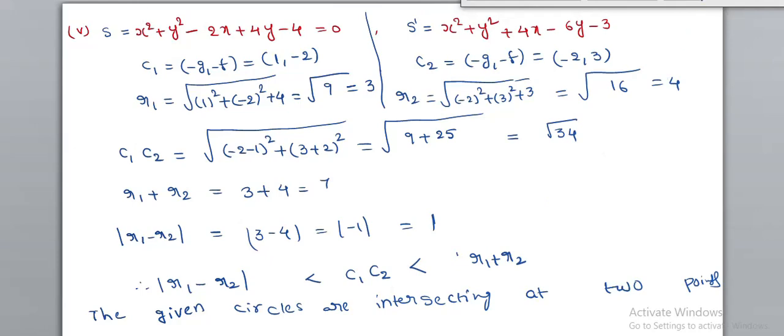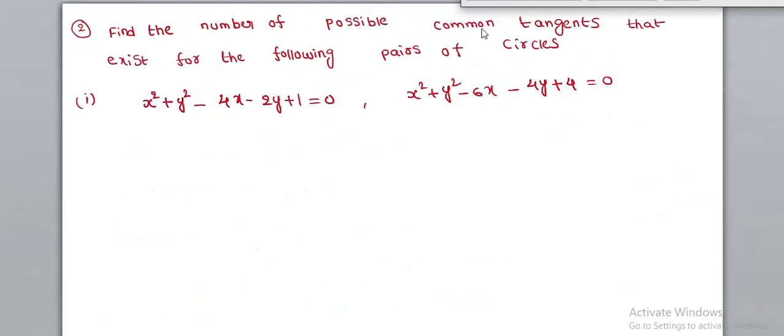Okay, right now. Root 34 is nearest to the value maybe 6, nearest to 6. So that means 1 is less than 6 is less than 7, so this condition is followed. Okay, write down. Next problem.